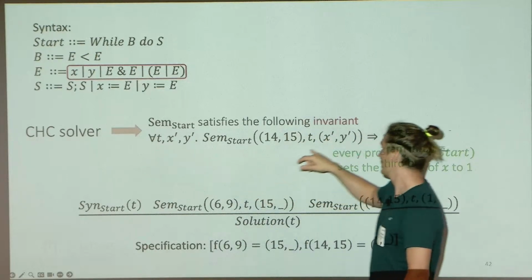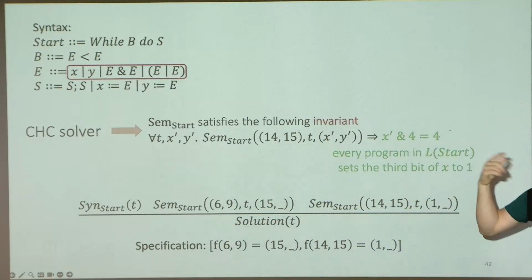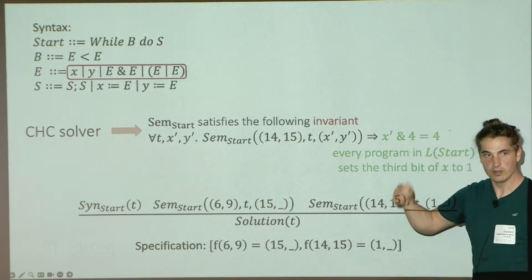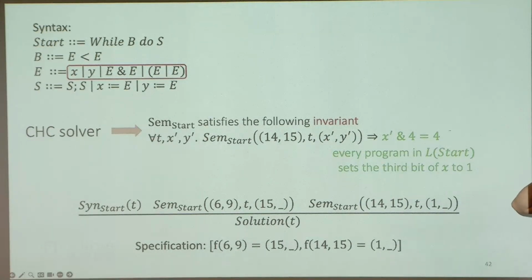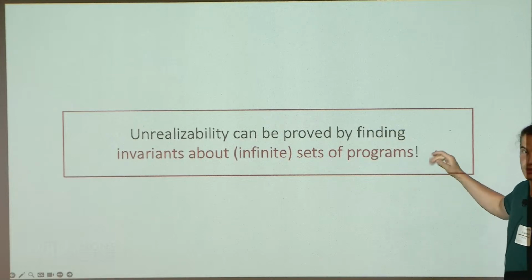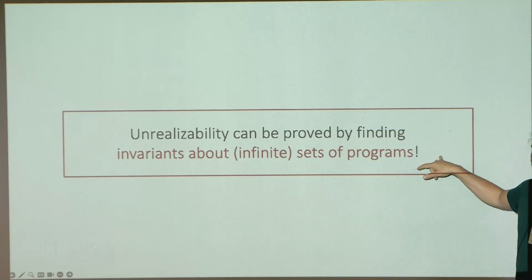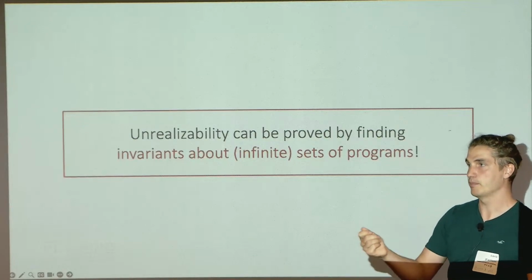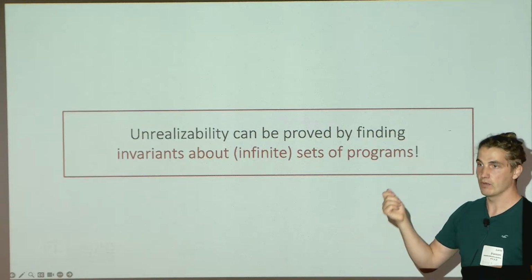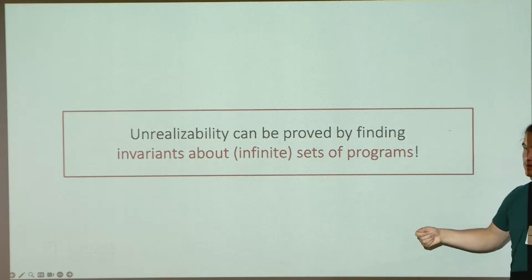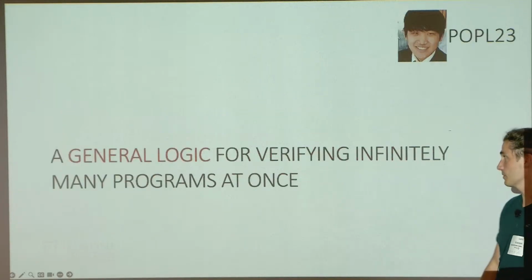This is a property that is not true for multiple loops, for multiple whatever. This is a property of all programs in a set. And the solver somehow was able to do that, so we got really excited. In the same way that proving one program is correct is about finding pre- and postconditions and loop invariants, proving unrealizability is about finding invariants that are true for sets of programs.